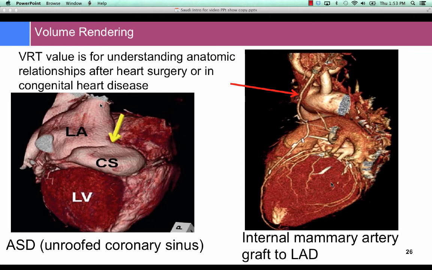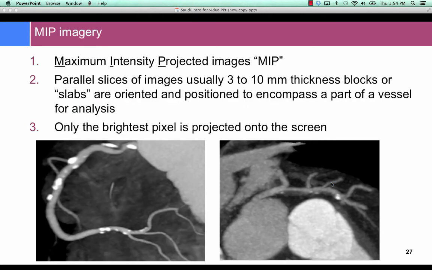And then the situation on the left is an atrial septal defect, the rarest kind. This is an unroofed coronary sinus. So we'll have a chance to look at a lot of these cases and bring you to a very nice familiarity about reading these and interpreting them. And here the VRT mode is very, very useful.